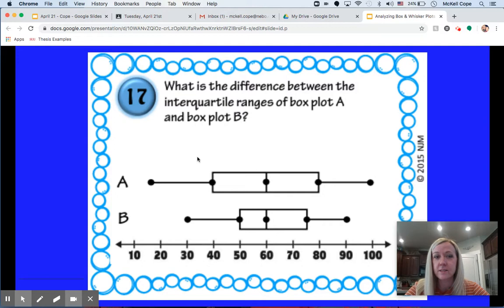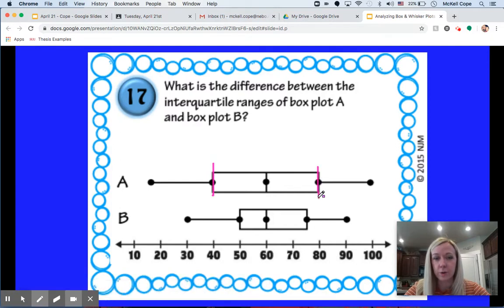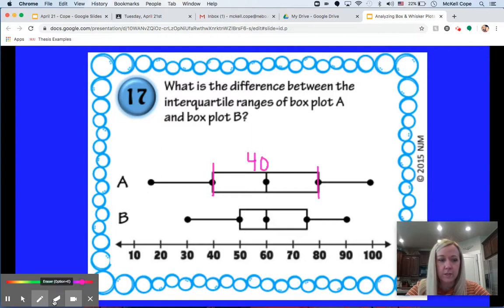So it's asking us, the range is starting from here and ending here. So I will just tell you that the interquartile range of box plot A, which is the box, is from 40 to 80. So I would subtract those numbers, and the range, or the amount of numbers in that box, is 40 data points. And then for this one, let's even get crazy and use a different color. So for this guy, we start at 50 and we end at 75. So our range from here to here is going to be 25.